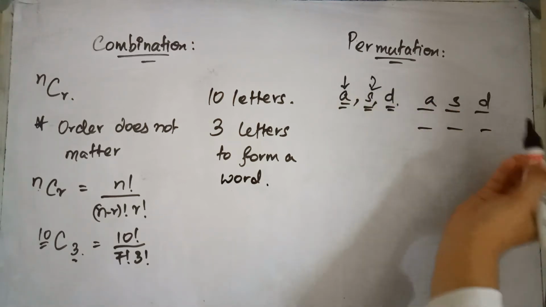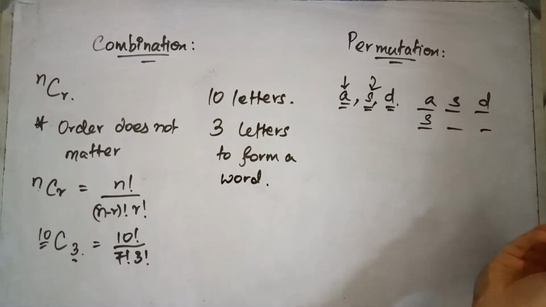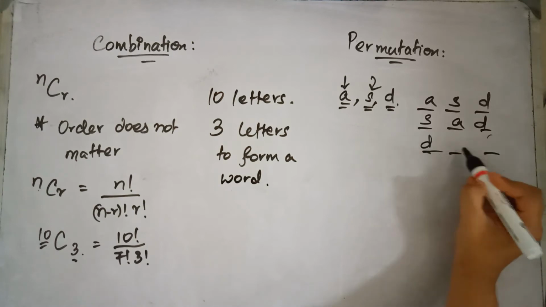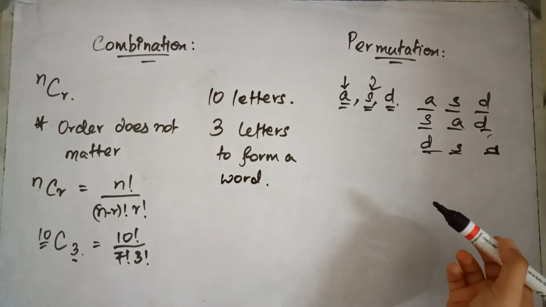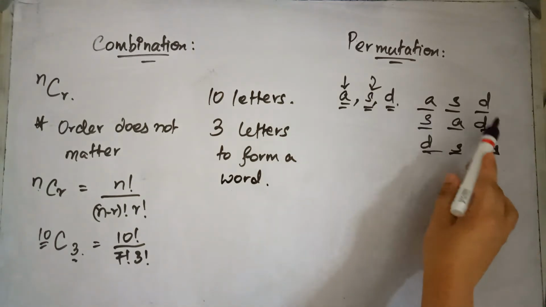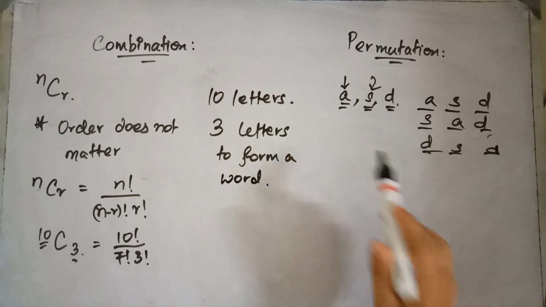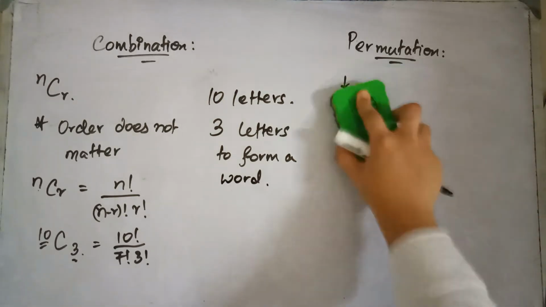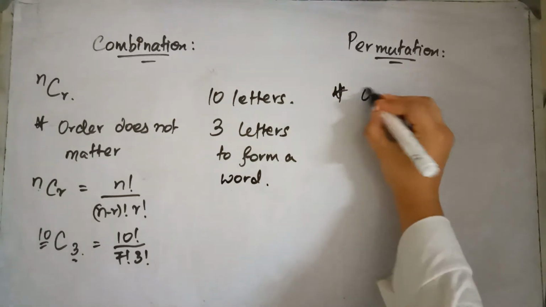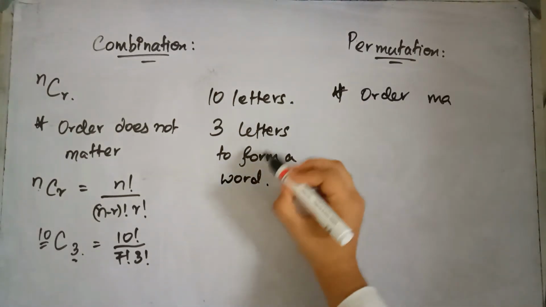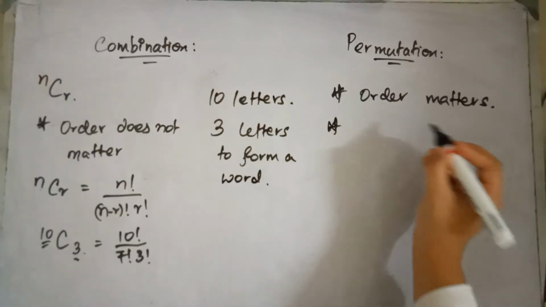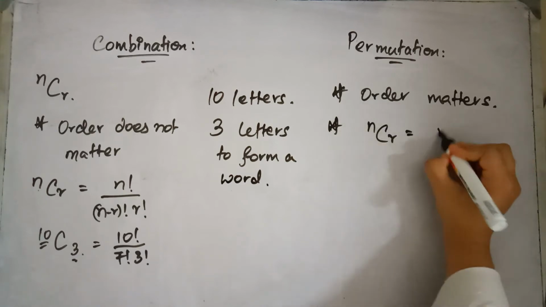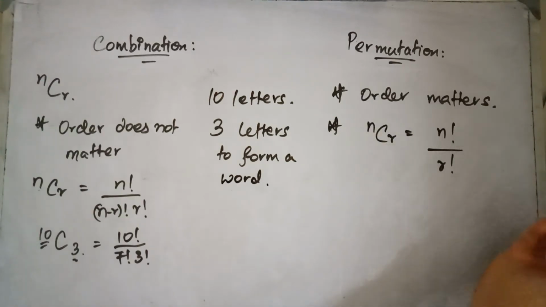Then I can also choose it in another way. I could have chosen S first. It's the same 3 letters, but I could have chosen S first and then A and then D. We have another word. Or D first, S and A. That's another word. So I hope you get what I'm saying. What I'm saying is, the order of the letters that I choose actually matters in this case. So in this case, order matters. Why? Because he states that he wants to form a word. So order matters.